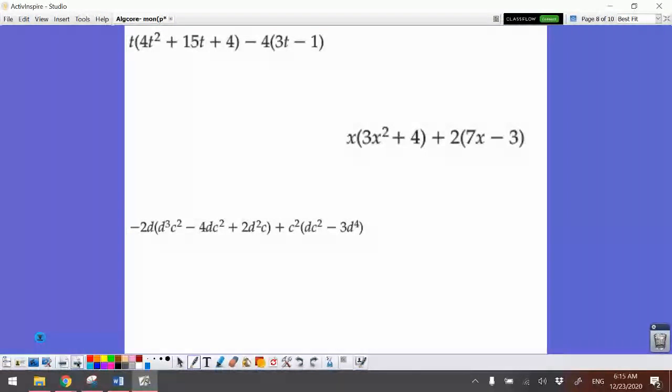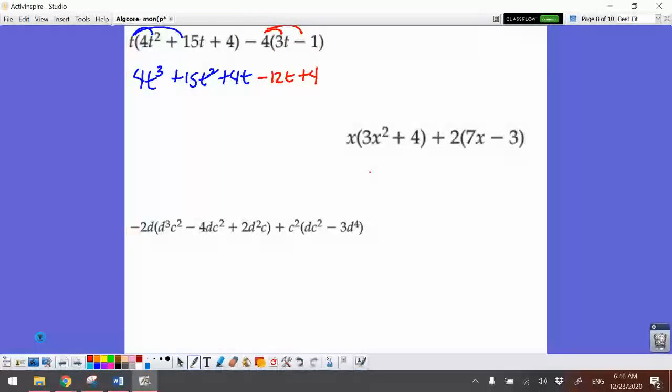So let's go ahead and look at our first one. So t times 4t squared would give me 4t cubed. If I go again, I have 15t squared, and then I have a positive 4t. So there's my first set. And now I'm going to multiply here. Remember, this is a -4, so -4 times 3 is a -12, and a -4 times -1 is a positive 4.